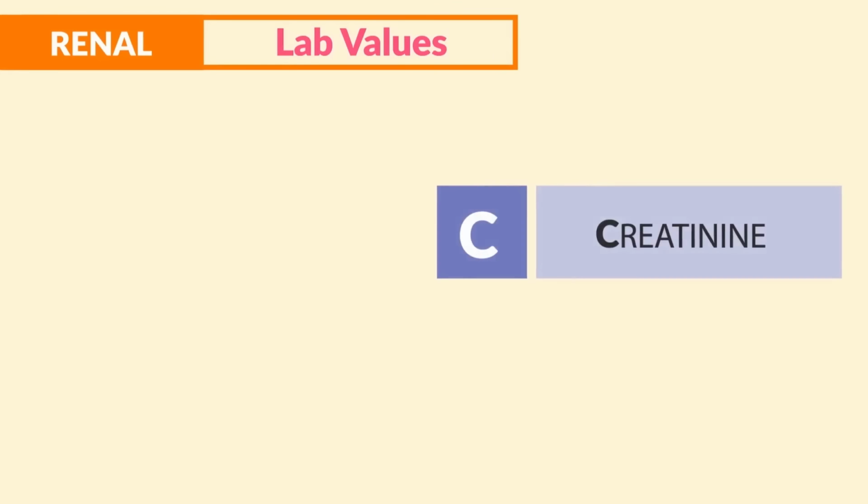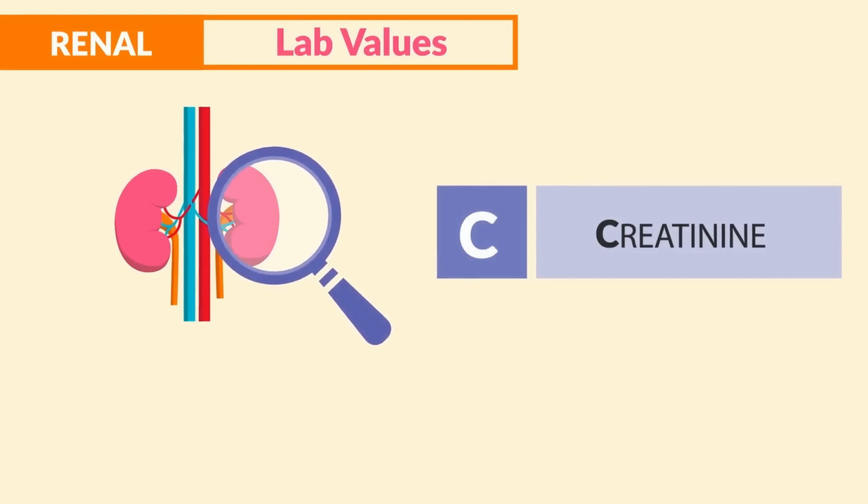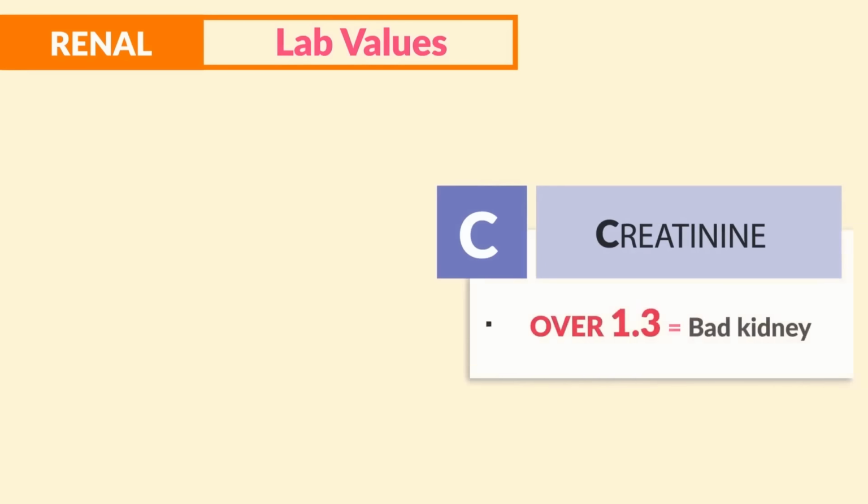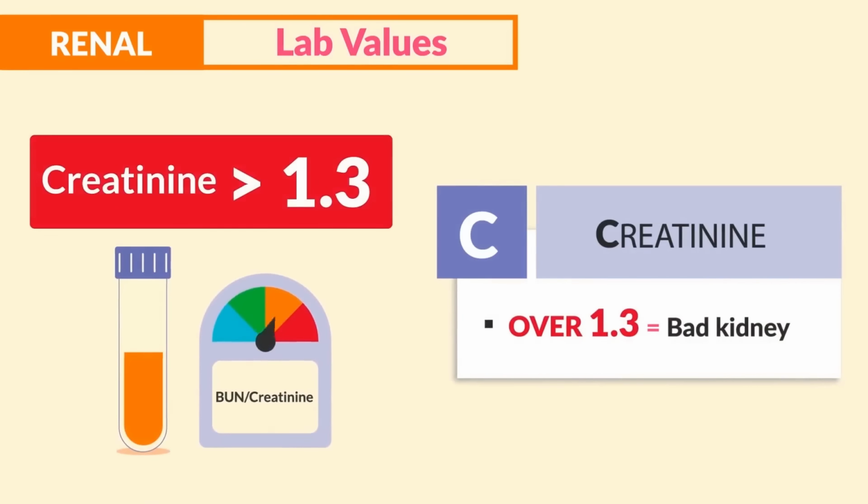Now C is for creatinine, our most critical kidney lab value to assess kidney function. This one is the one to know by far for nursing exams and the NCLEX. Once again, the key number to know here is over 1.3 means bad kidney. That is the key number to know. We'll be saying it multiple times throughout this renal course.